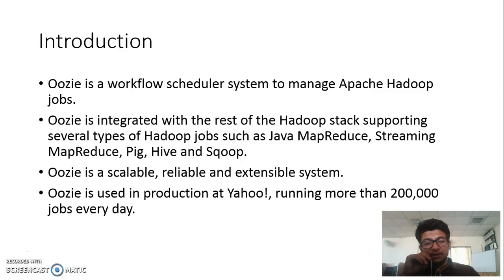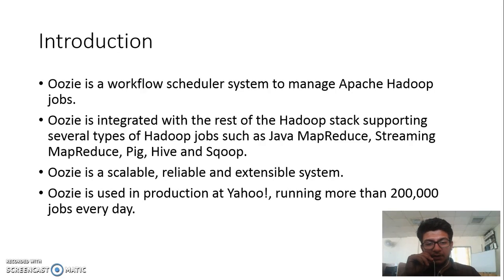Oozie is integrated with the rest of the Hadoop stack, supporting several types of Hadoop jobs such as MapReduce, streaming MapReduce, Pig, Hive, and Scoop. So Oozie can be easily integrated with the rest of the Hadoop stack, that is the rest of the components in the Hadoop ecosystem, and it supports several kinds of jobs such as the Java MapReduce jobs, streaming MapReduce jobs, Pig, Hive, and Scoop jobs.